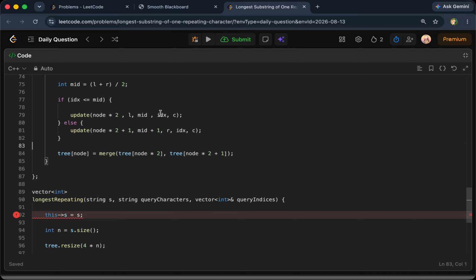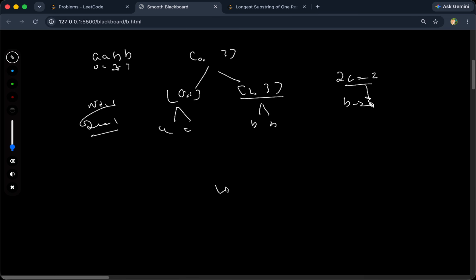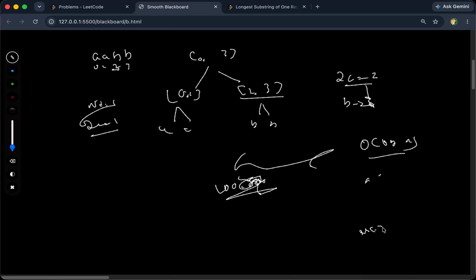So see, we do not rebuild the entire tree. If one character changes, we only travel from the root to that character and update its parents. That's why segment tree is efficient. The height of the segment tree is approximately big O of log n. One update is big O of log n, and getting the answer is tree of 1 dot best, which is big O of 1.